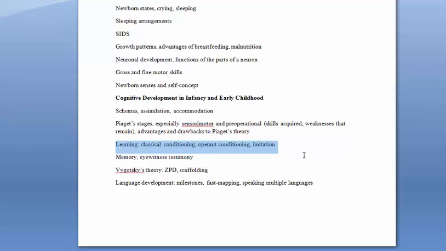They've learned those associations. Operant conditioning involves consequences to our behavior that impact whether or not that behavior happens again in the future. If you're reinforced for something, it's more likely to happen again. If you're punished, it's less likely to happen again.